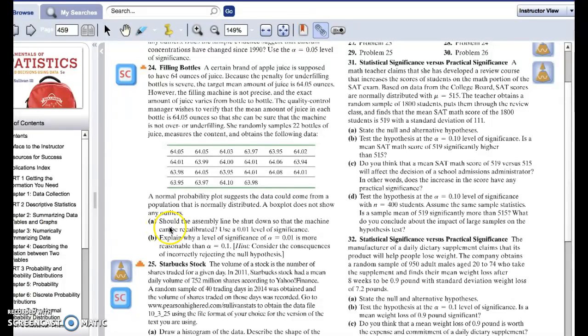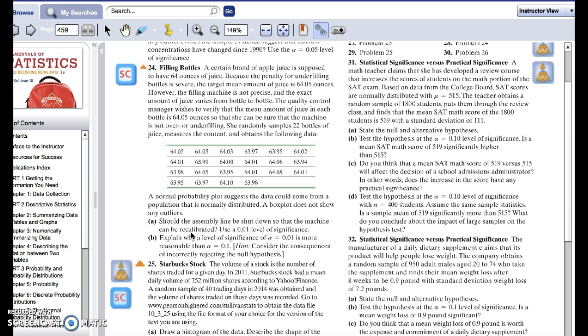And let's take a look at what they ask for A. Should the assembly line be shut down so that the machine can be recalibrated? In other words, if the claim that we're underfilling or overfilling is true, we should shut this down. If it's not, then we could keep running our machine. So sometimes when you have a question like this, you have to figure out how to phrase the everyday language into a hypothesis test.